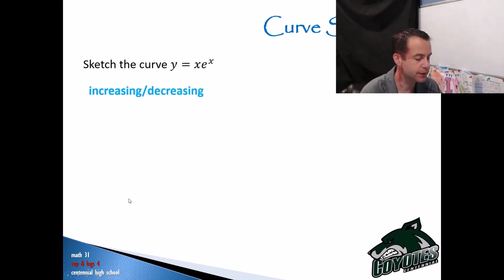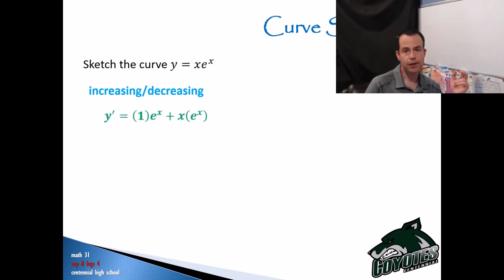Okay, intervals of increasing and decreasing. I need to get the first derivative to have this discussion. X times e to the x, that's the product rule. So I'm looking at the derivative of x, which is 1, times e to the x, plus f, which is x, times the derivative of g, which would be e to the x. So I end up with 1 times e to the x plus x times e to the x. I want to factor the e to the x out. So I'd have e to the x times 1 plus x, okay?